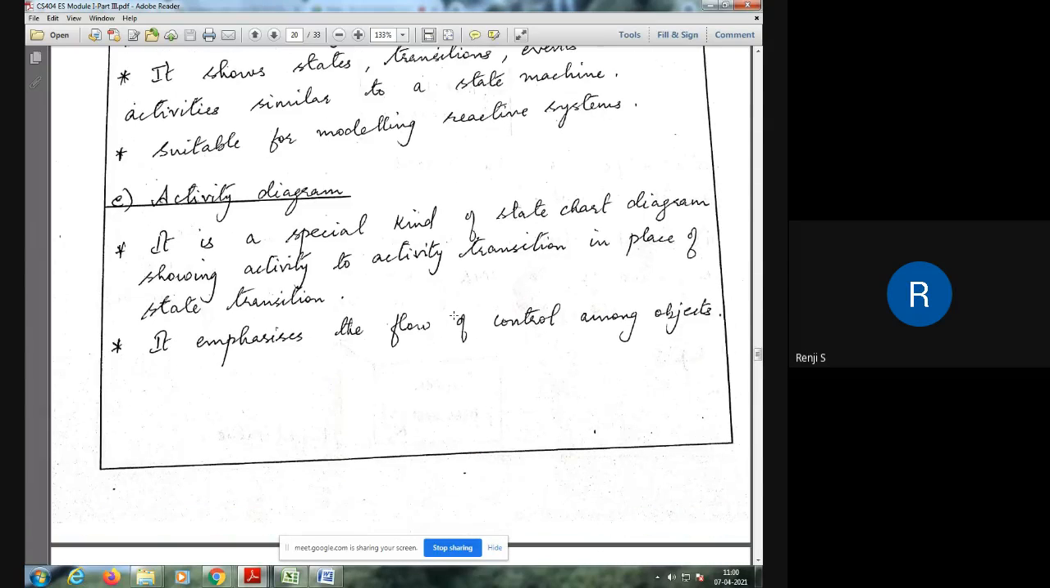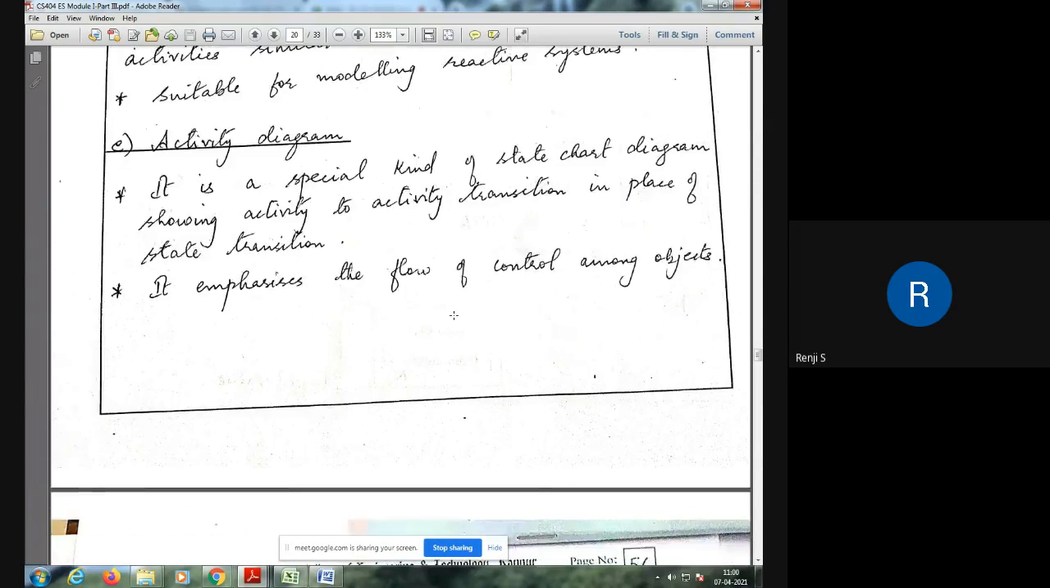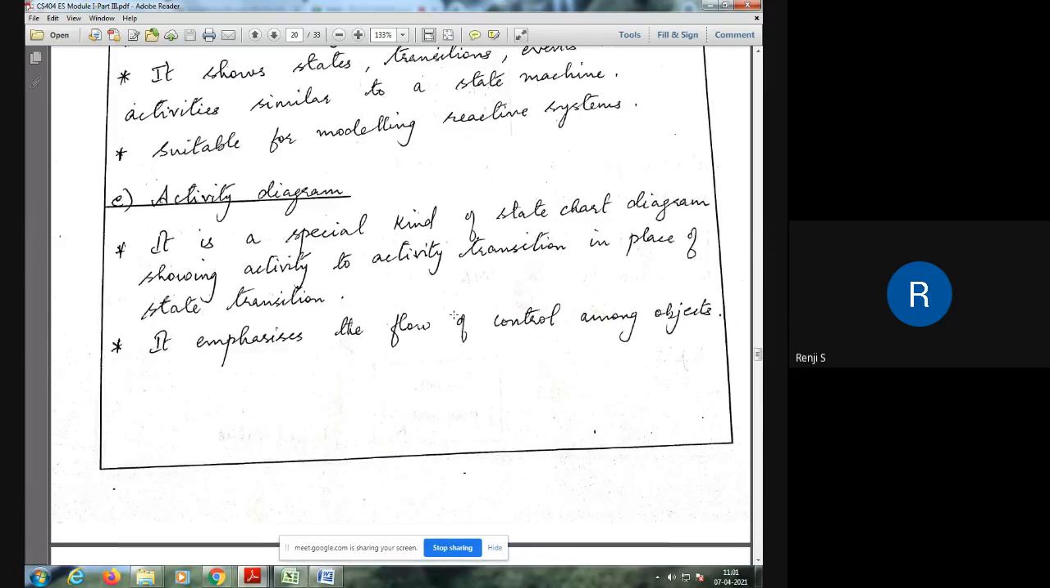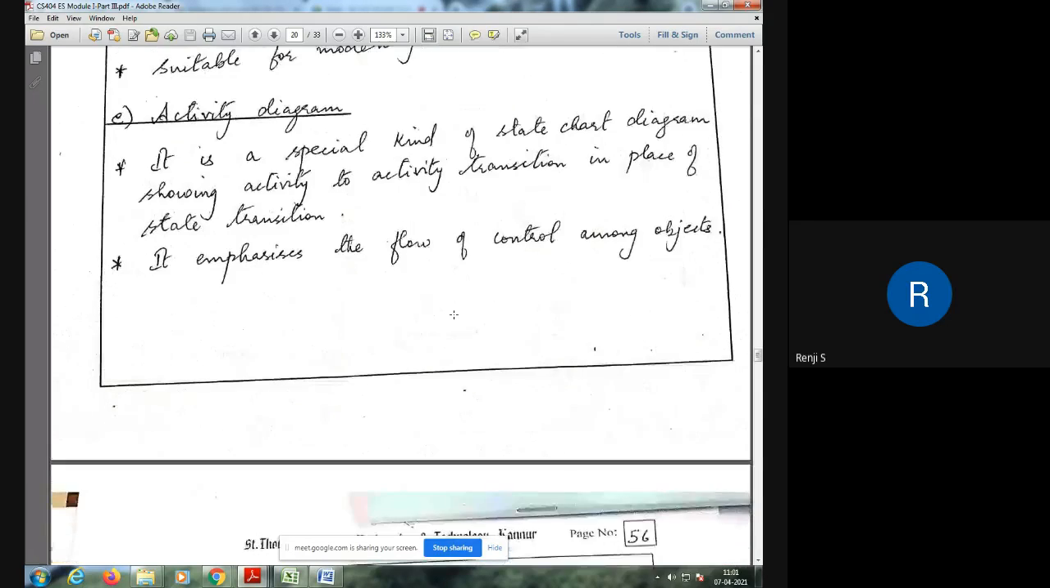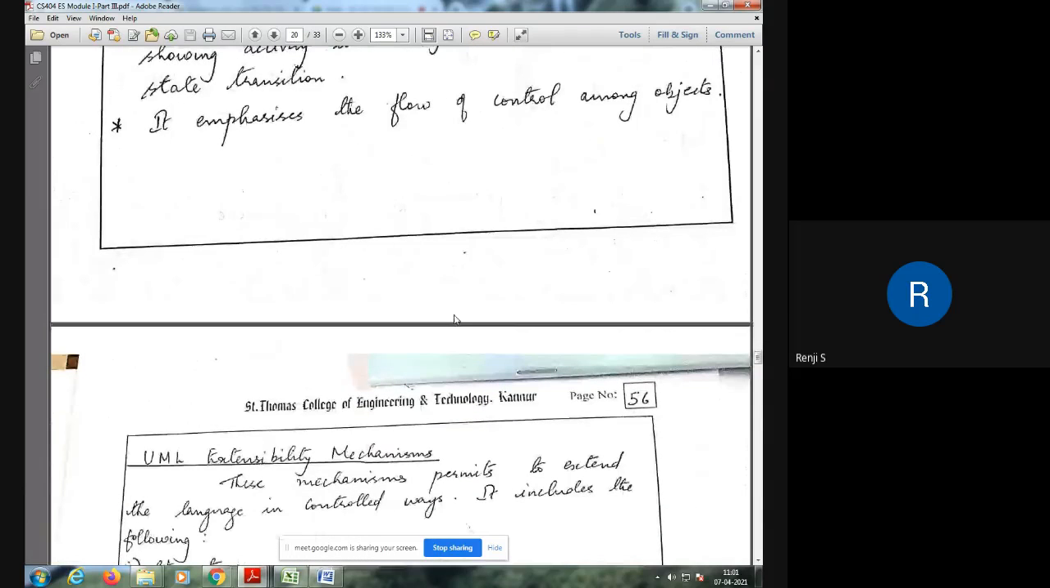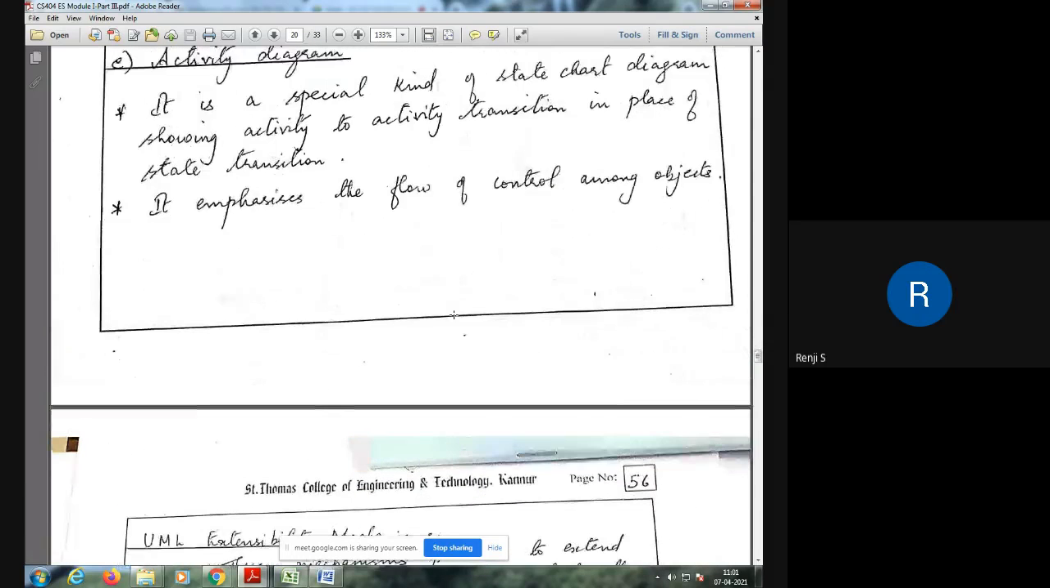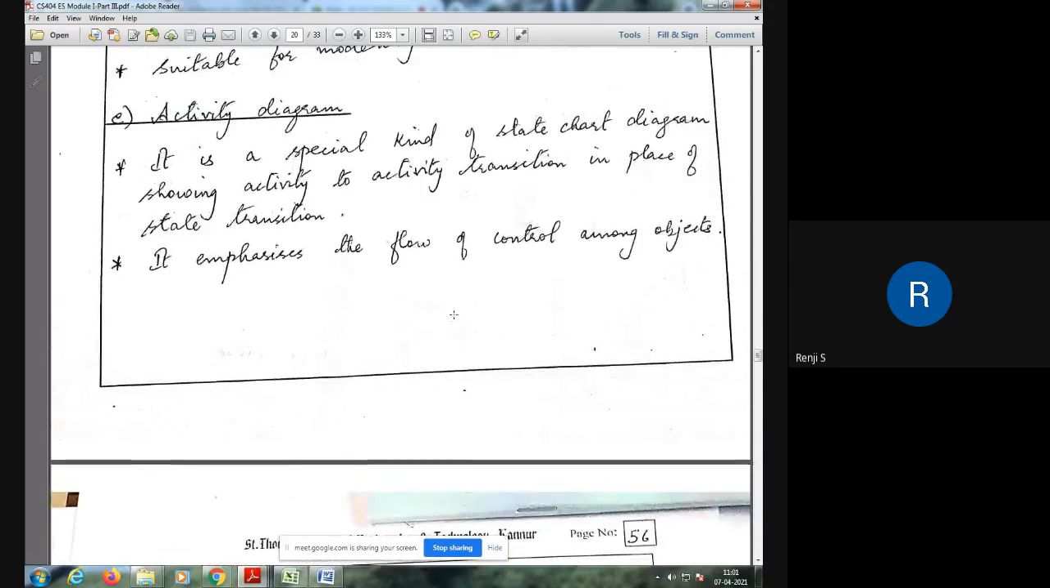Then next is the activity diagram. It is a special kind of state chart diagram. Just like moving from one state to another, activity diagram also shows movement from one activity to another, or a transition from one activity to another, and it shows the flow control among objects. That is, the order in which the objects are getting activated. That is shown in the activity diagram.